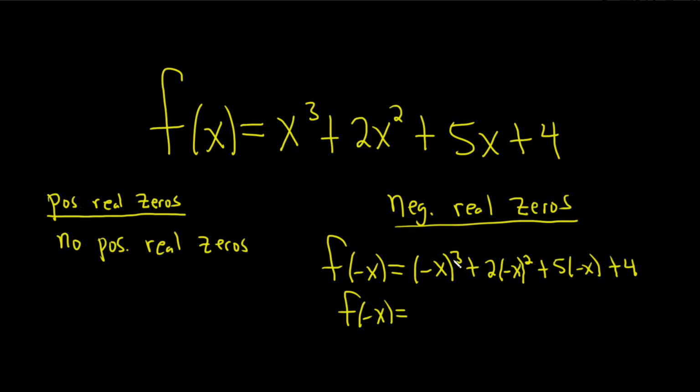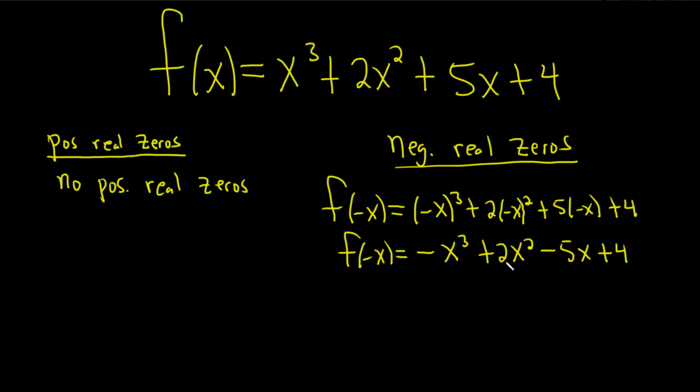Because it's odd here, the 3, it's going to stay negative. So this is negative x cubed. And then here, this becomes positive because it's being squared. So plus 2x squared. And then here it's minus 5x. And then plus 4. Okay, so now we're going to count sign changes.